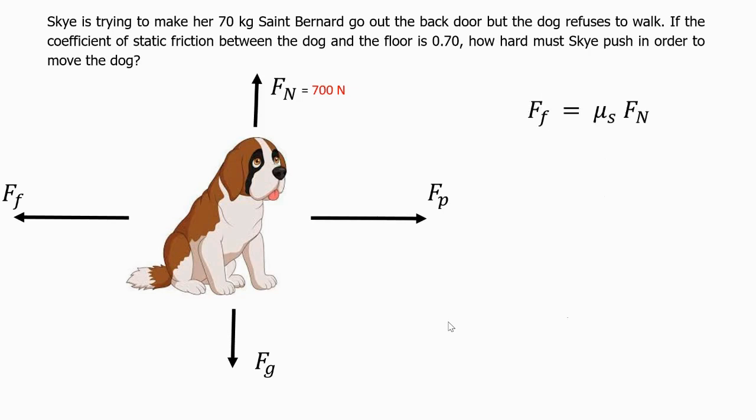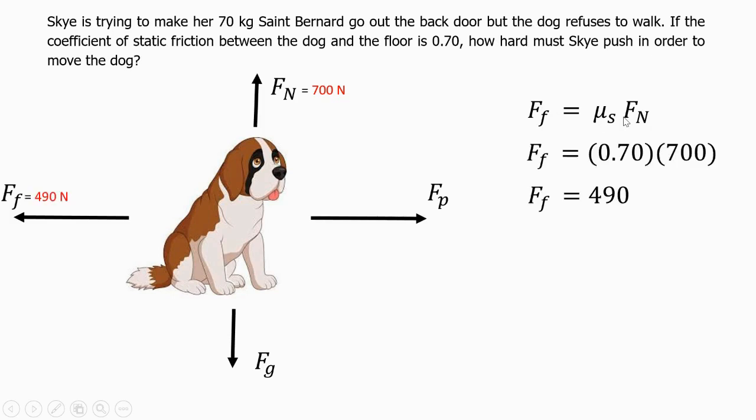Once we've done that, we have what we need for our equation to find the force of friction. The force of friction is equal to the coefficient of friction times the normal force. Does the problem tell us what the coefficient of friction is? Yes, it says the coefficient of static friction between the dog and the floor is 0.7. So we'll put 0.7 in for the coefficient, and 700 in for the normal force. That tells us the friction force is 490. So we can put 490 right here.